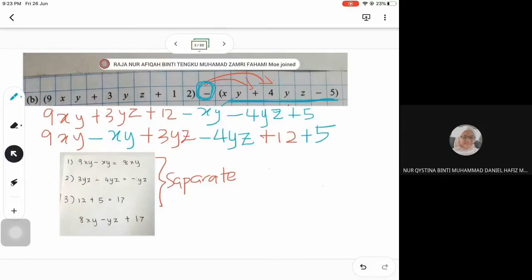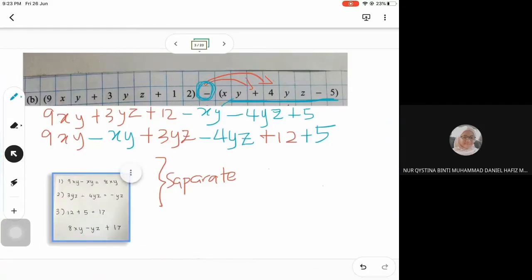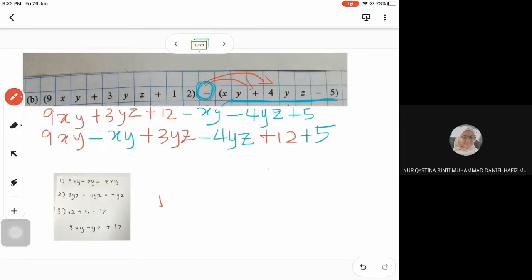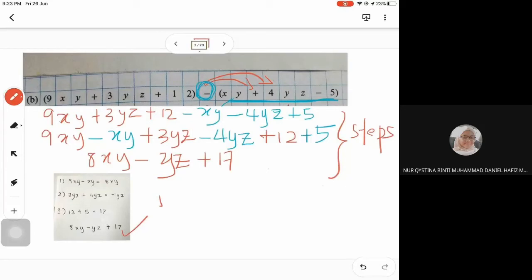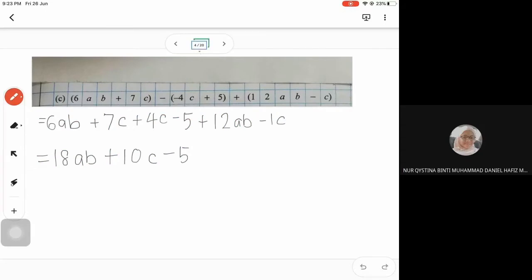Okay, then baru you barulah kita dapat jawapan yang akhir tu. Okay, baru dapat jawapan yang akhir tu. Okay, so this one, 8xy minus yz plus 17. Okay, jawapan yang akhir ni betul, cuma the steps tu. Alright, Christina. Okay, thank you, Christina. I know, thank you. Okay, next is siapa ni?